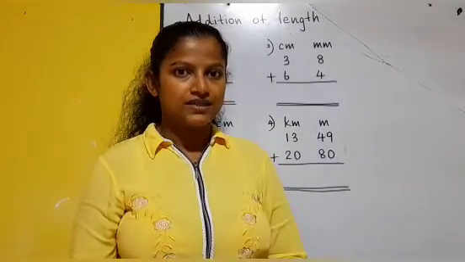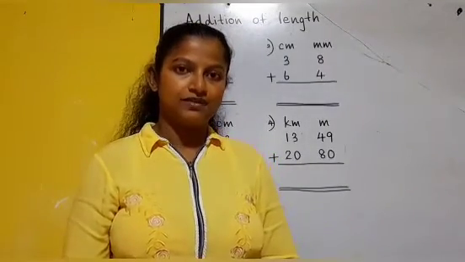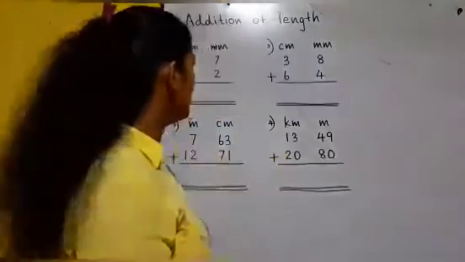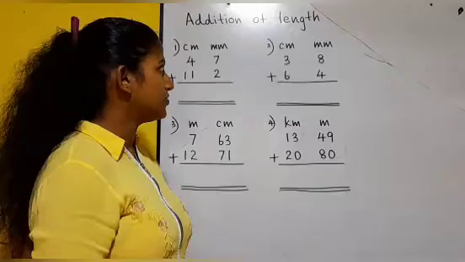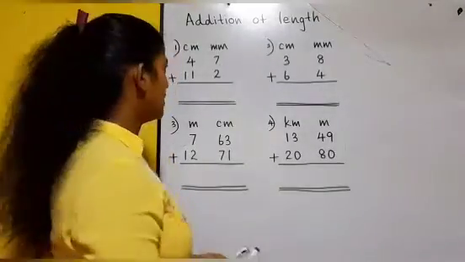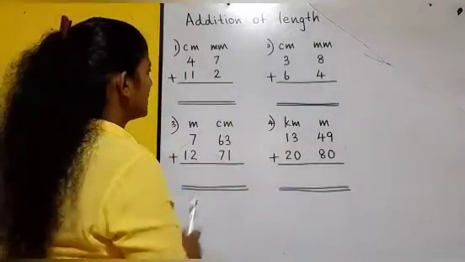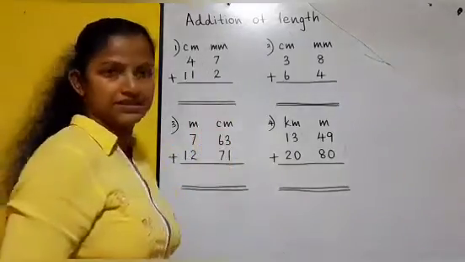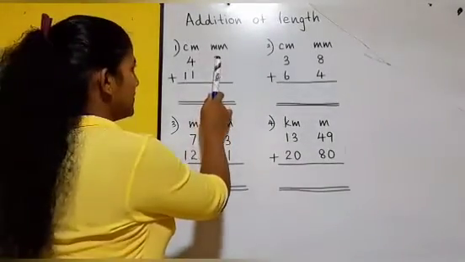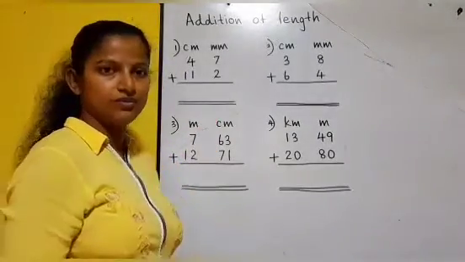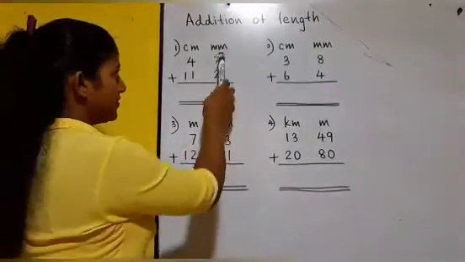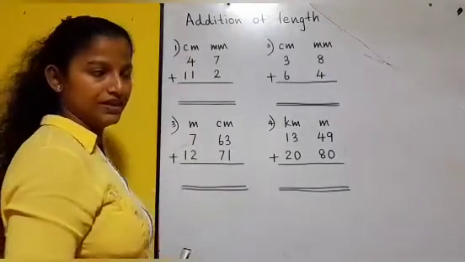Now we are discussing addition of length measurements. In this, we have to consider the relationship between each two units. So we'll take the first example, centimeters and millimeters. 4 centimeters 7 millimeters plus 11 centimeters 2 millimeters. We are starting from the millimeter side here.